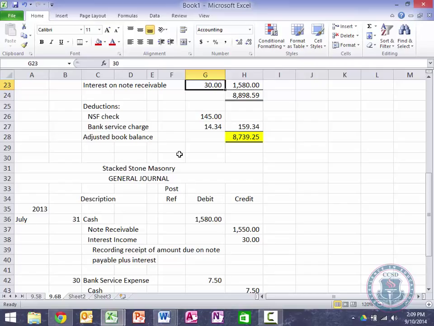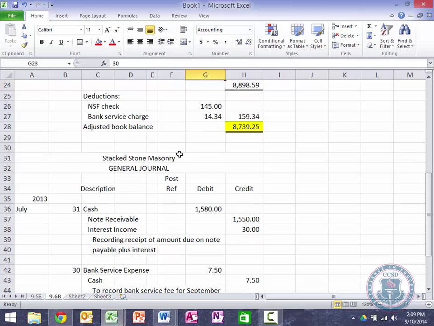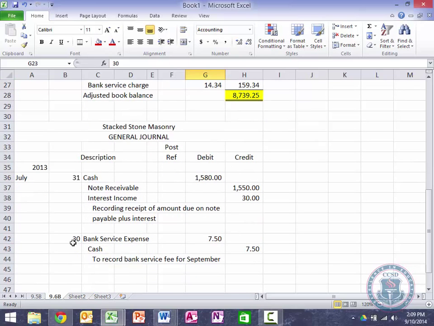Why don't we just make one compound entry with cash as a credit and those two things as debits? Because they're for different transactions. Those aren't part of the same transaction. The interest and the note receivable came in as part of the same transaction, so we make it a compound transaction. But we do not do that for this one, so we're going to need two more entries.